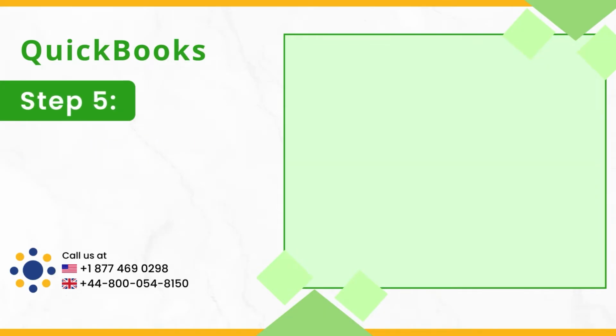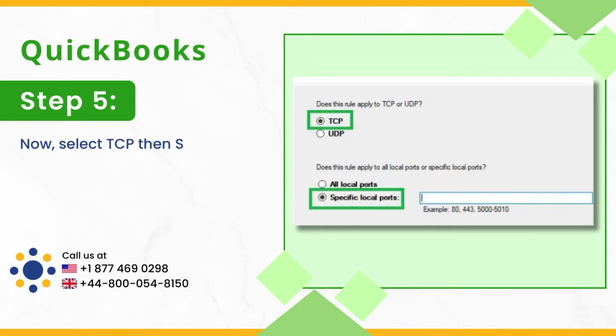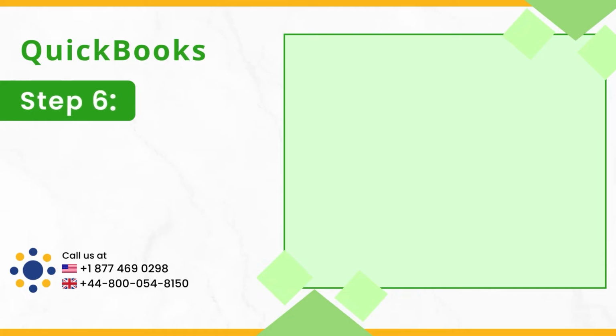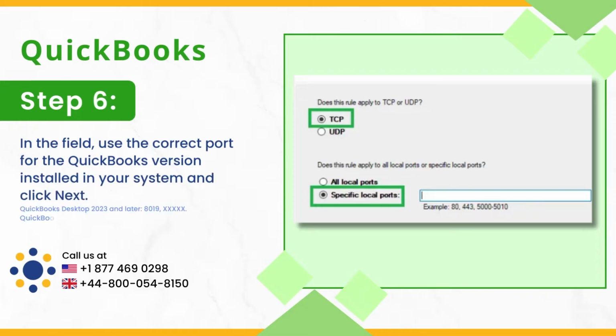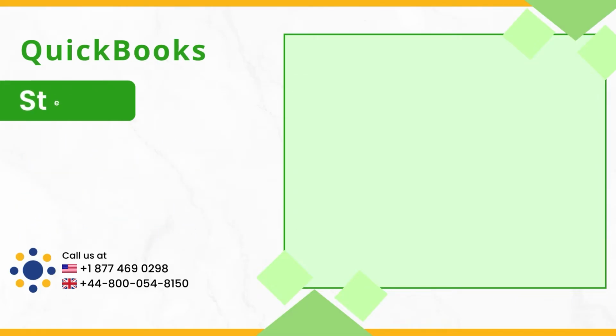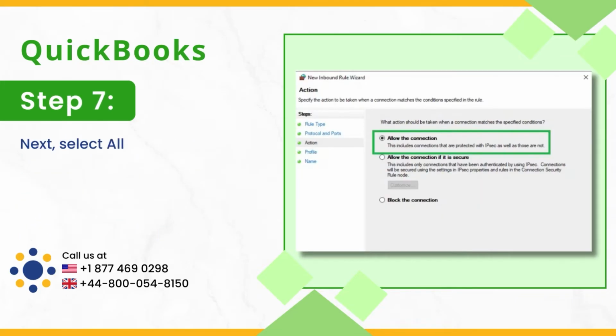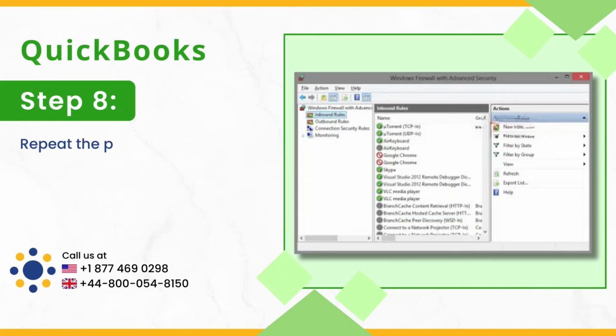Step 5. Now, select TCP then specific local ports. Step 6. In the field, use the correct port for the QuickBooks version installed in your system and click Next. Step 7. Next, select Allow the connection option and click on Finish. Step 8. Repeat the process for outbound rules.